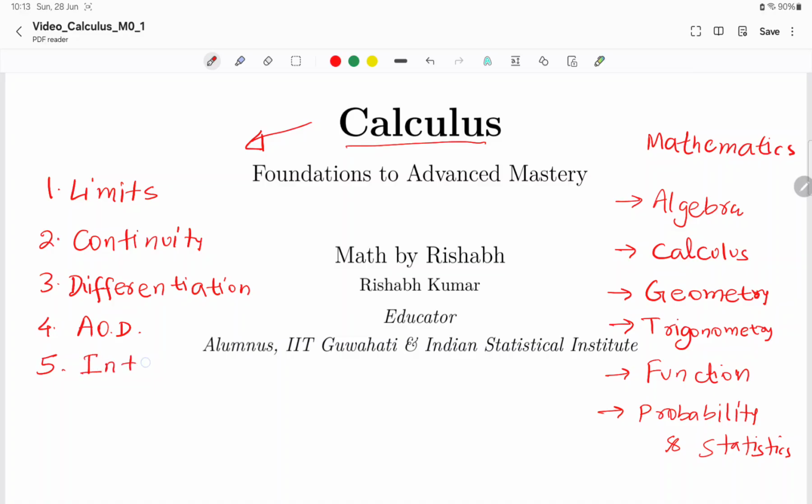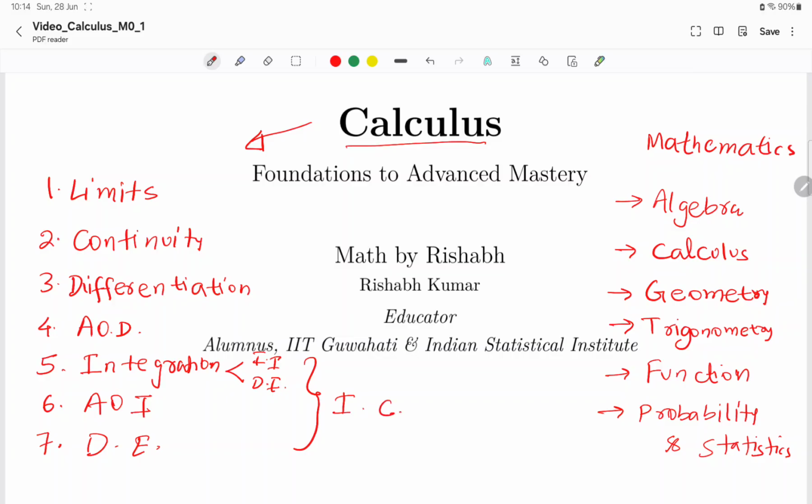Fifth is integration. In integration again there are two topics, indefinite integrals and definite integrals. Sixth we can say is application of integration. Seventh is differential equations. These three topics come under integral calculus, and all the other topics come under differential calculus. Collectively we call it calculus.